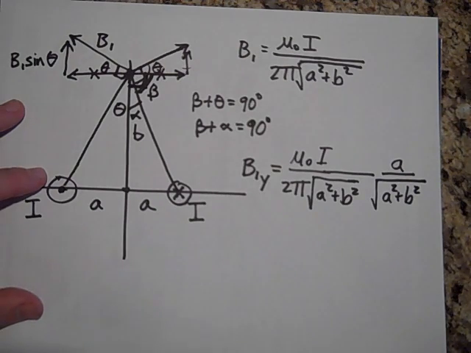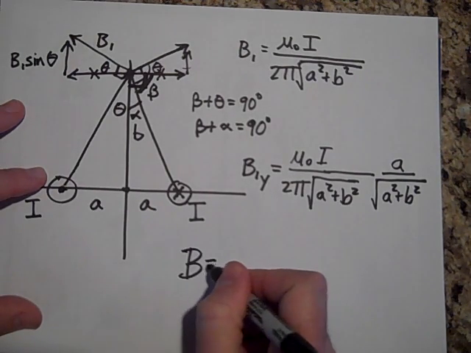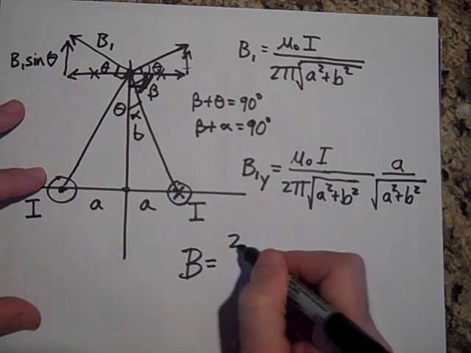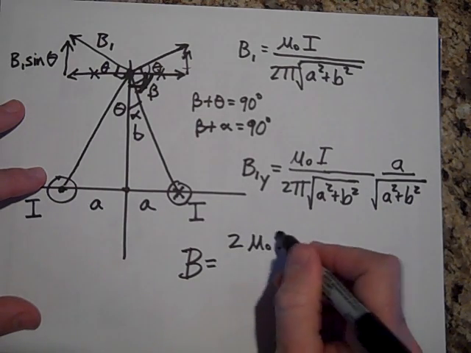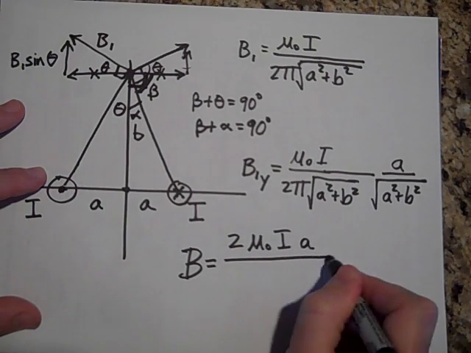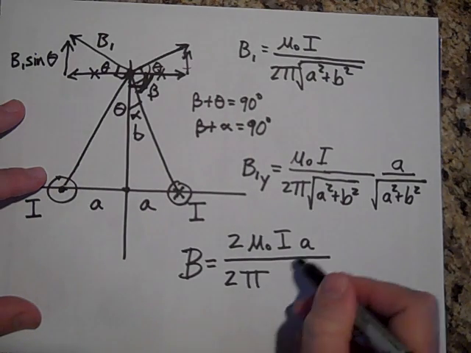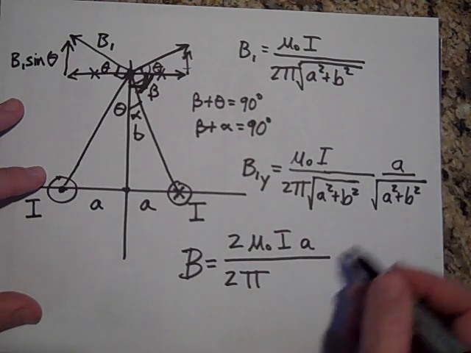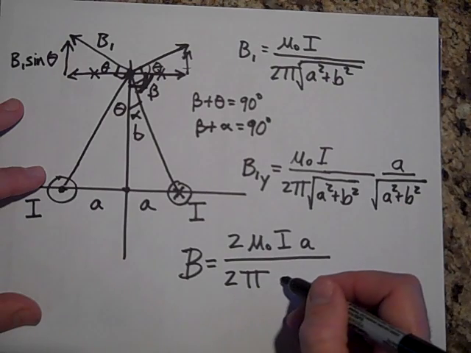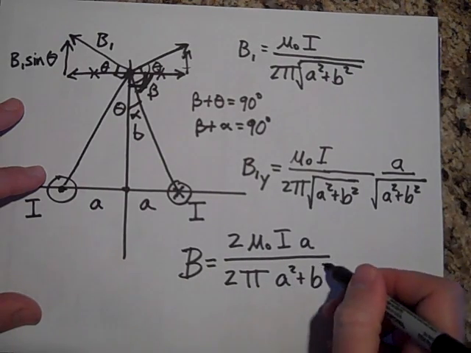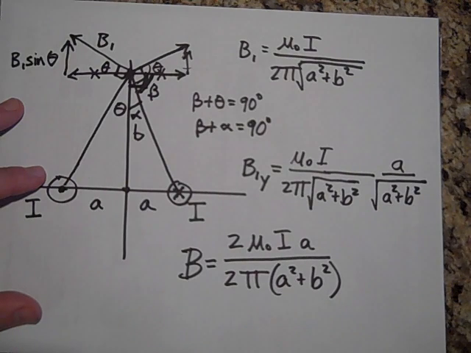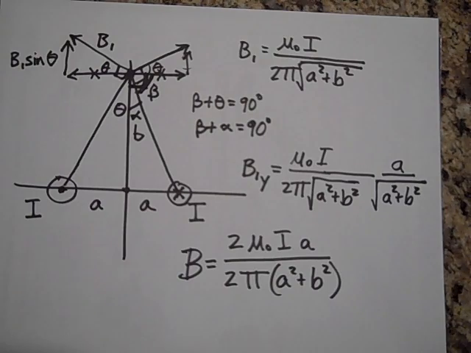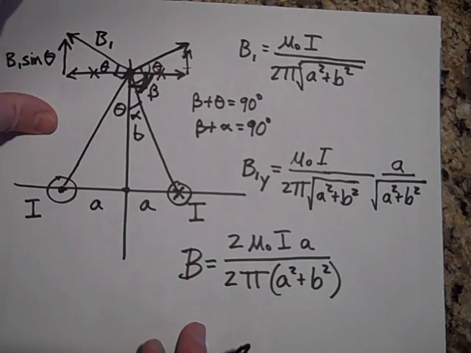Okay, but the total B then is twice this. So it's going to be 2 times mu naught times I times a all over 2 pi, and then you can put those together. When you put those together, that's going to give you a squared plus b squared. Okay, so that's the total field that's due to both of those. I don't know how clear that was, but good luck with that one.